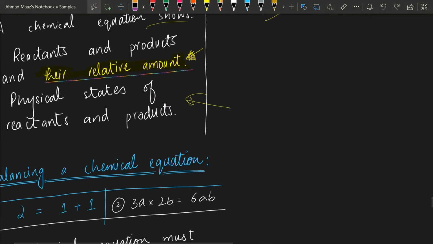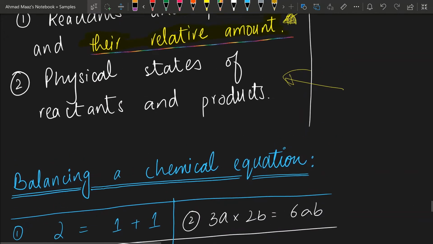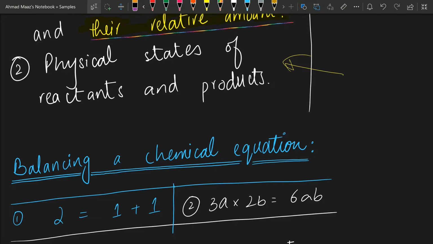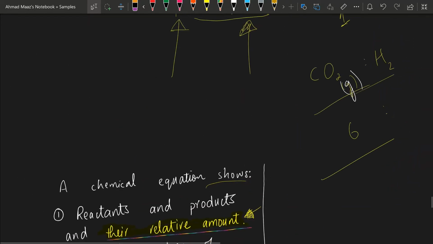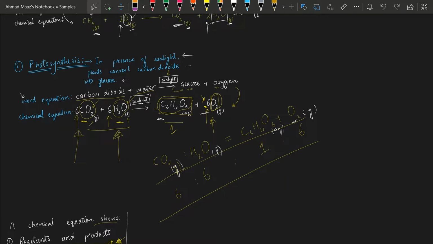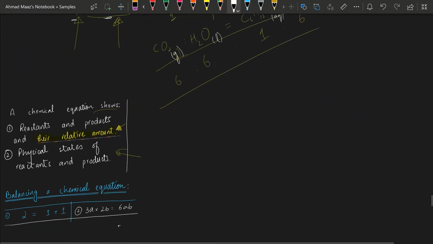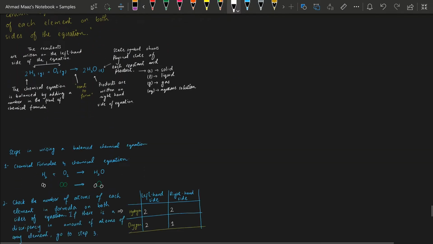So let's see how we balance a chemical equation. Where do these numbers come from? How do we know that we need to add 6 over here and 1 over here and 6 over here and 6 over here? Similarly, there is nothing written in front, that means 1. And how do we know we have to write 2 over here, and there is again nothing written, which means 1, and again 2 over here? So how do we know that? How can we balance a chemical equation?